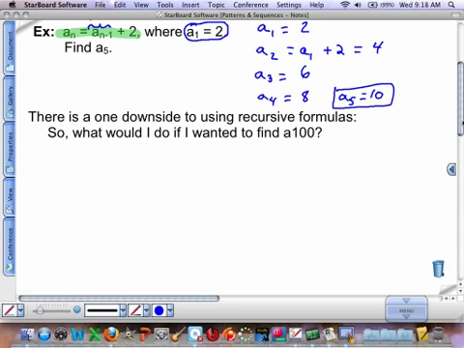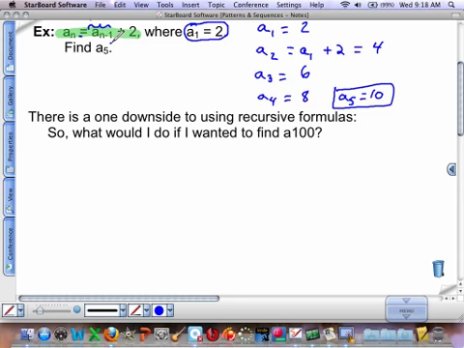The problem is, if you're going to strictly stay with the recursive, I can't figure out the 100th term until I figure out the 99th term. But in order to find the 99th term, I have to know the 98th term. So in order to do this with recursive, you'd actually have to list out all 100 terms. That would kind of suck. So no, you don't have to do that.